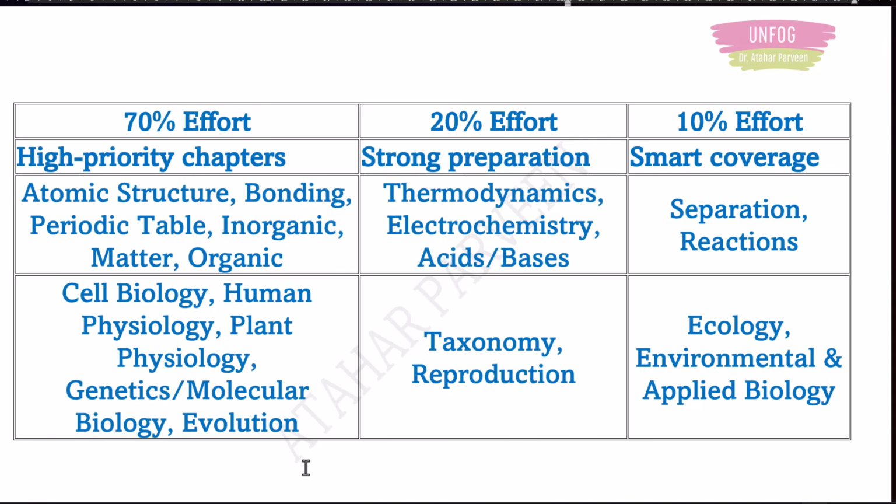Like that only, talking about the next important preparation, you have to give just 20% effort for that. It is thermodynamics and electrochemistry, then go for acids and bases. Then in biology, go for taxonomy and reproduction. Then only 10% effort or smart coverage. You don't need to go in depth for chapters like separation techniques, chemical reactions, and ecology, environmental and applied biology.